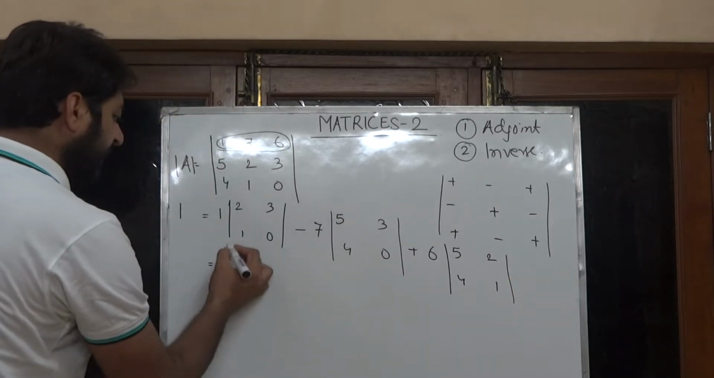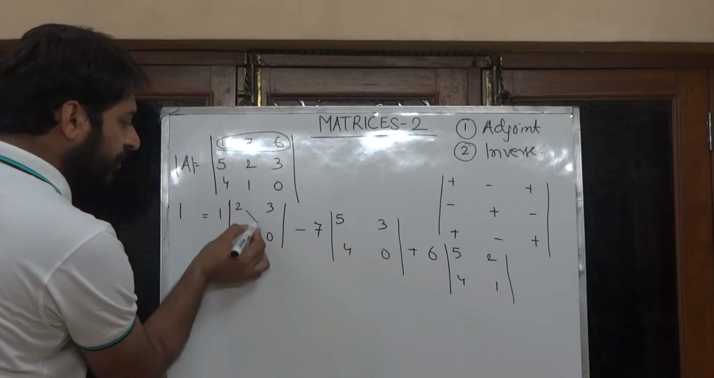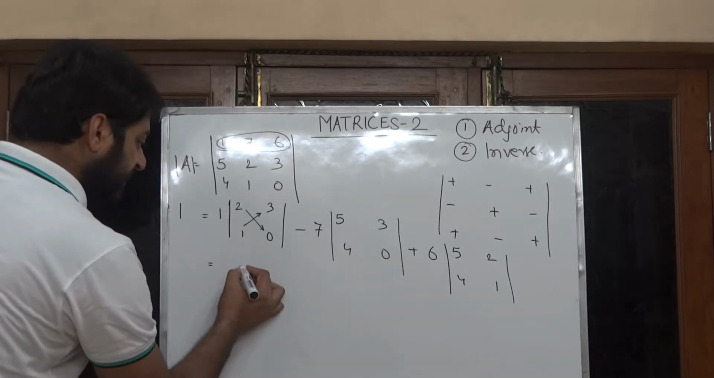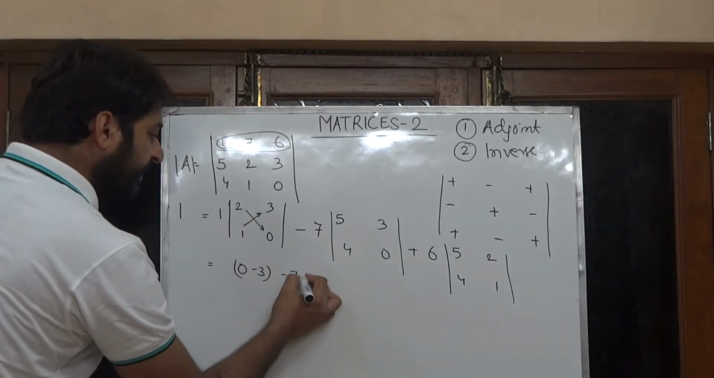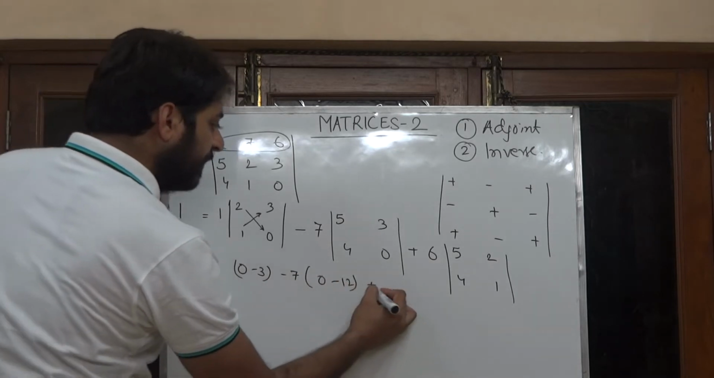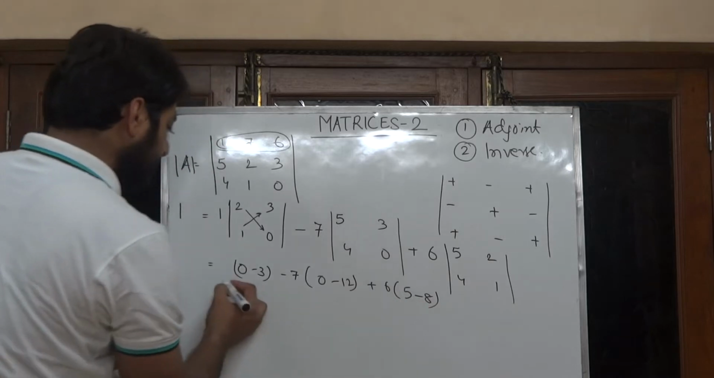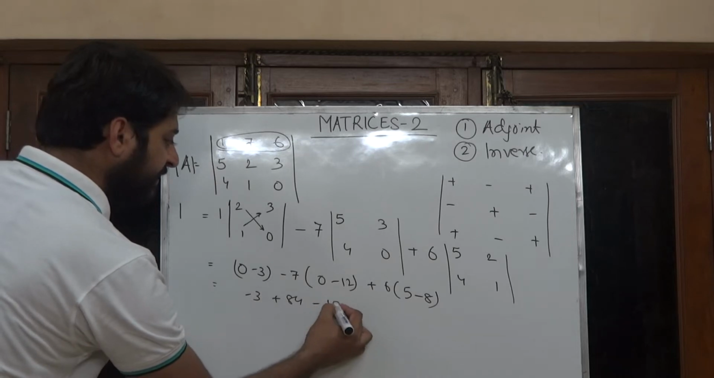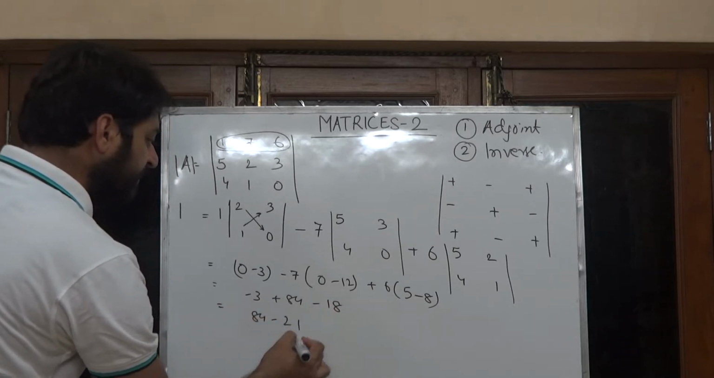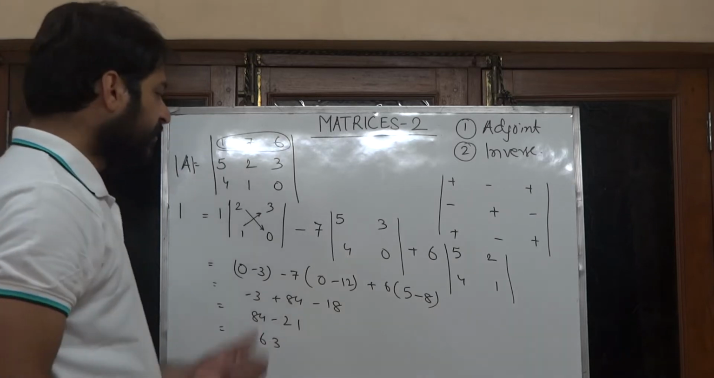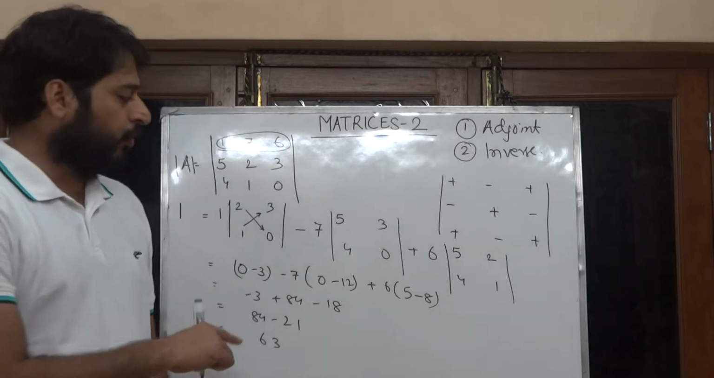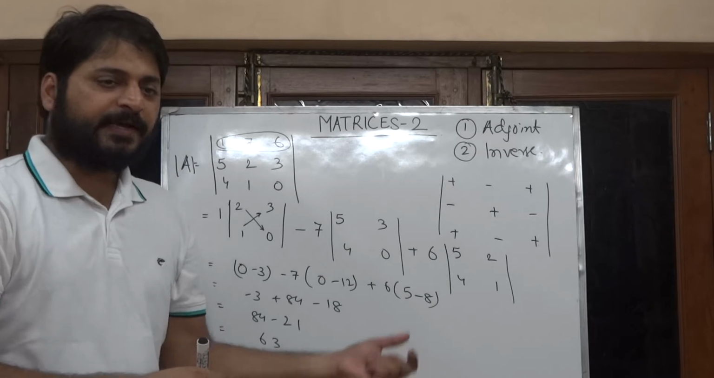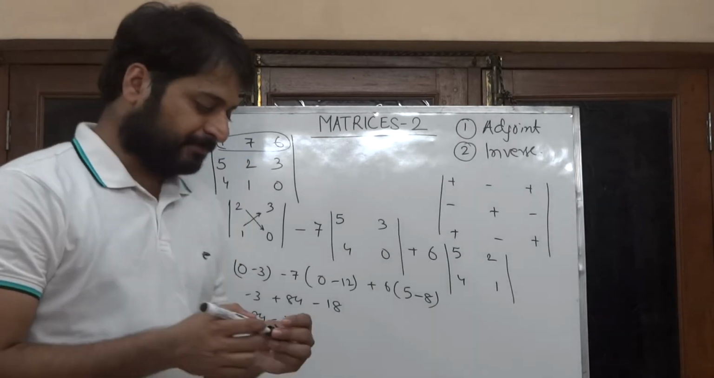Now if I evaluate, this is 1 times, 2 first will go like this, then minus this, like we have done in cross multiplication. So it's 0 minus 3, minus 7 into 0 minus 12, plus 6 into 5 minus 8. So it's minus 3 plus 84, and 5 minus 8 is minus 3, so minus 18. So it's 84 minus 21, which is 63. So this is the value of this determinant. Hope you understand how to expand a determinant of any third order. Whichever row or column you take, the answer will always be 63.